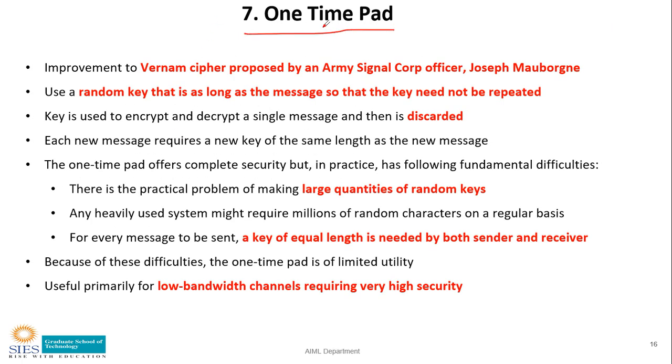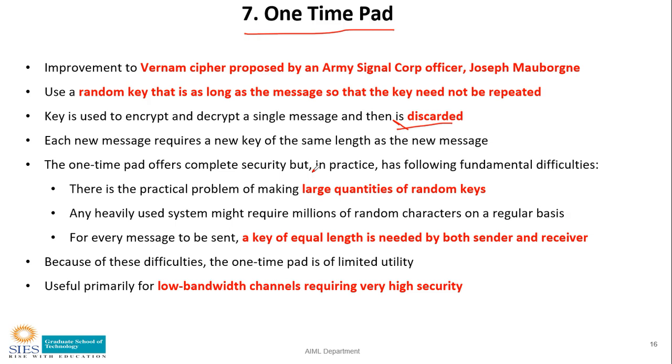Next is the one-time pad. It is an improvement to the Vernam Cipher proposed by Army Signal Corps officer Joseph Mauborgne. It uses a random key that is as long as the message, so the key need not be repeated. The key is used to encrypt and decrypt a single message and then it is discarded. This is not the case with the Vernam Cipher, but in the one-time pad it is strictly discarded. Each new message requires a new key of the same length as the message.